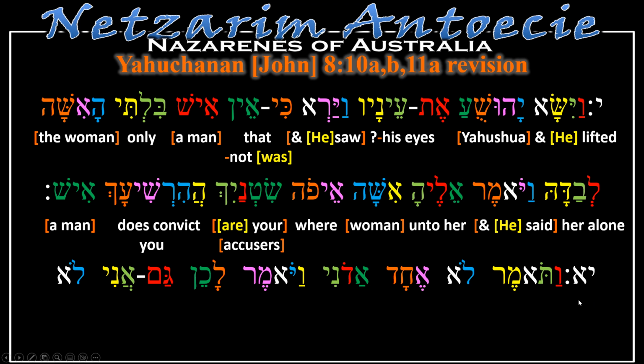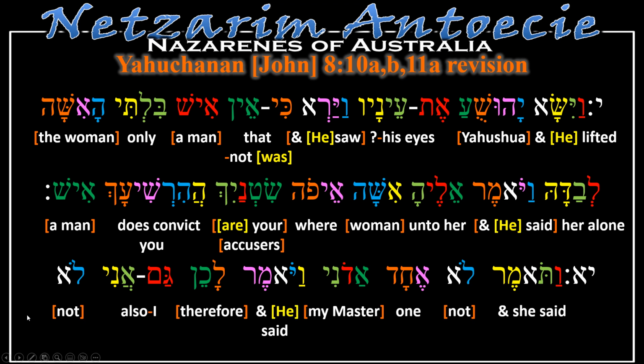Now we have a yod, aleph. Yod is 10, aleph is 1. Va tomer, and she said, Lo, not echad, one. Adoni, my master. Va yomer, and he said, La Cain, therefore, gum also, ani I, lo not. And she said, Not one, my master. And he said, Therefore also I not.